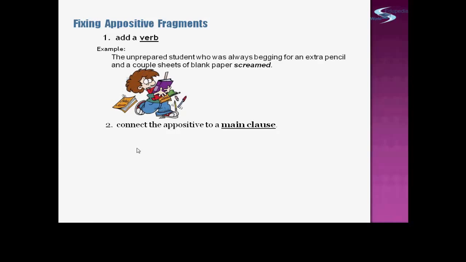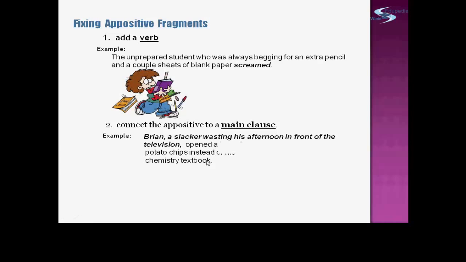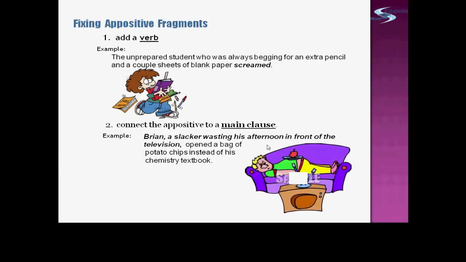Okay. Second way to fix the appositive fragment is to connect the appositive to a main clause. Example: Brian, a slacker wasting his afternoon in front of the television, opened a bag of potato chips instead of his chemistry textbook. The appositive, a slacker wasting his afternoon in front of the television, is connected to the main clause, opened a bag of potato chips instead of his chemistry textbook. So this one now becomes a complete sentence.